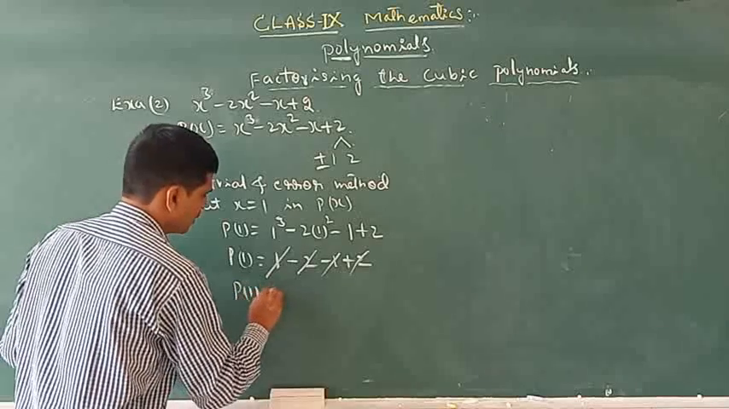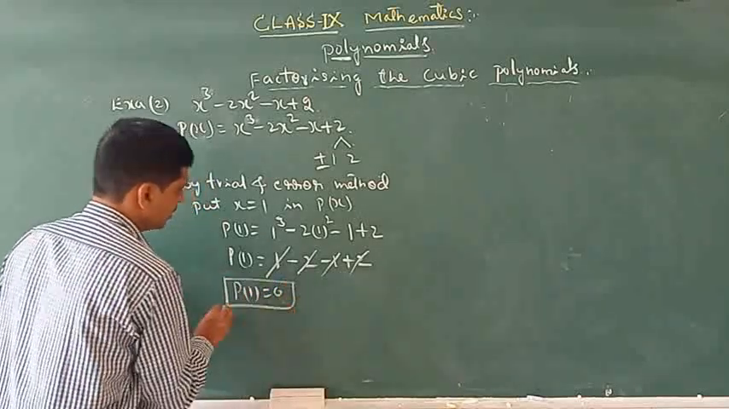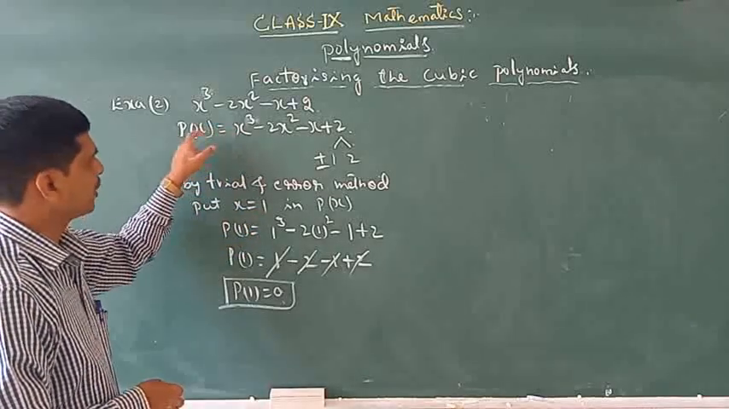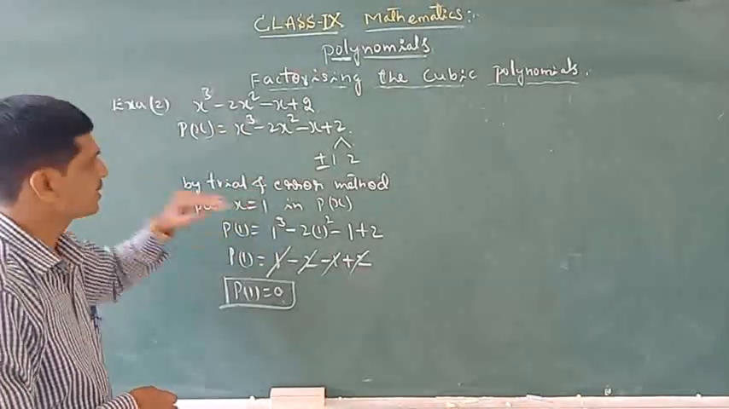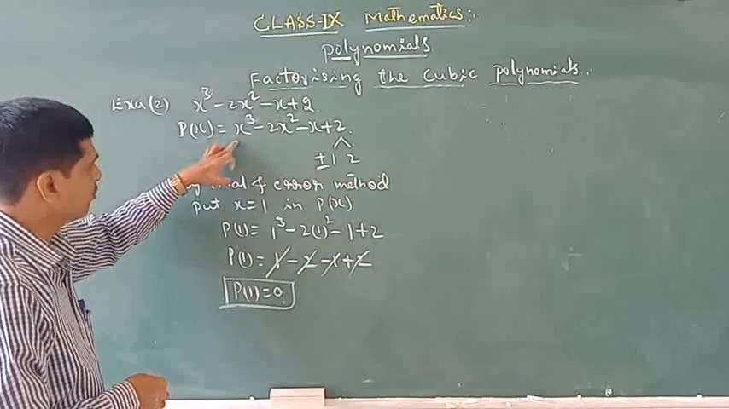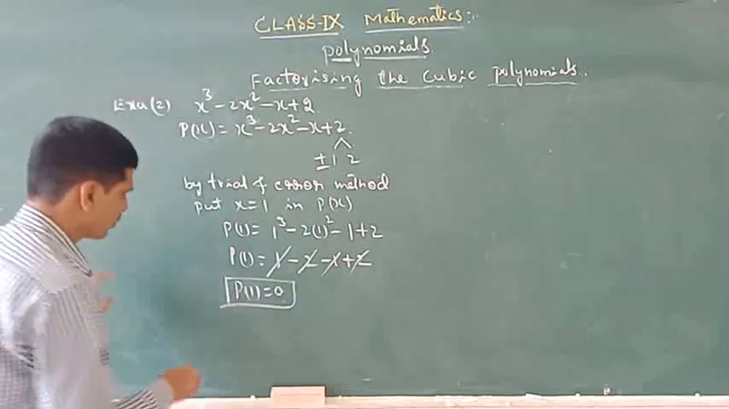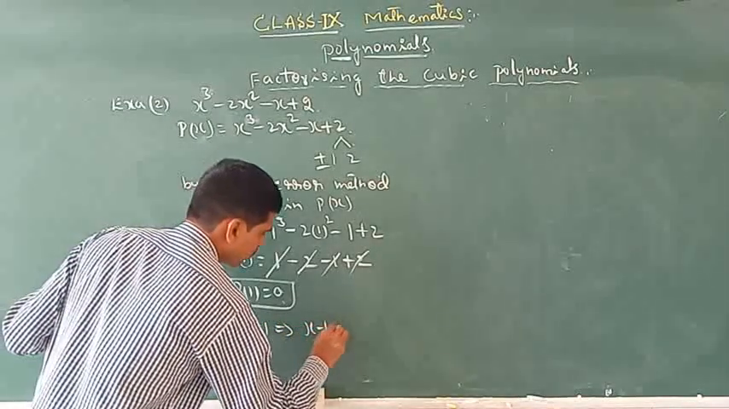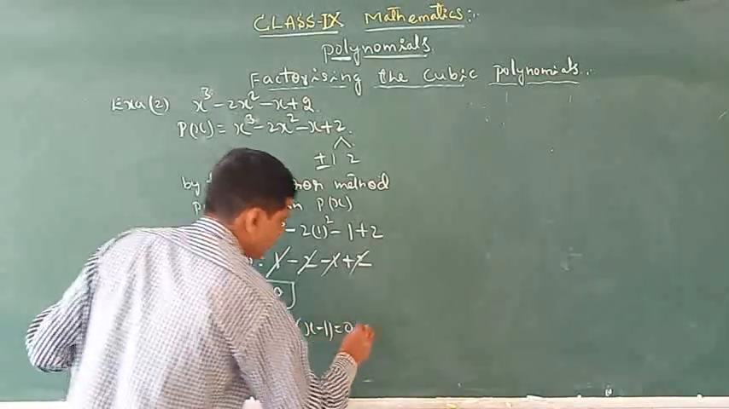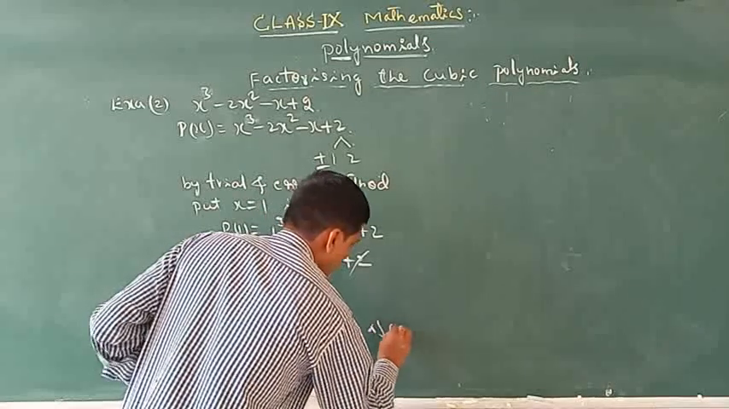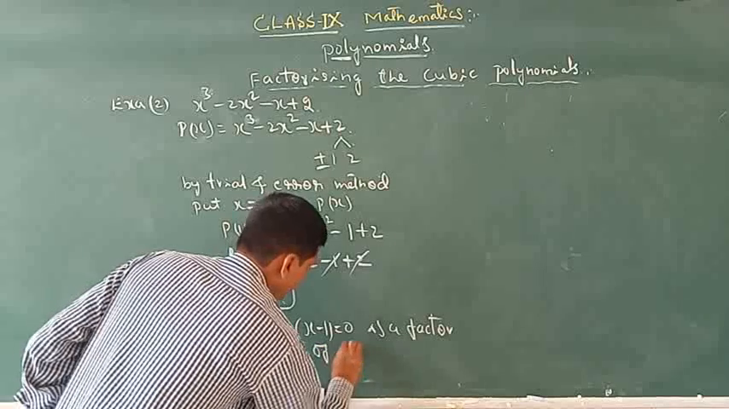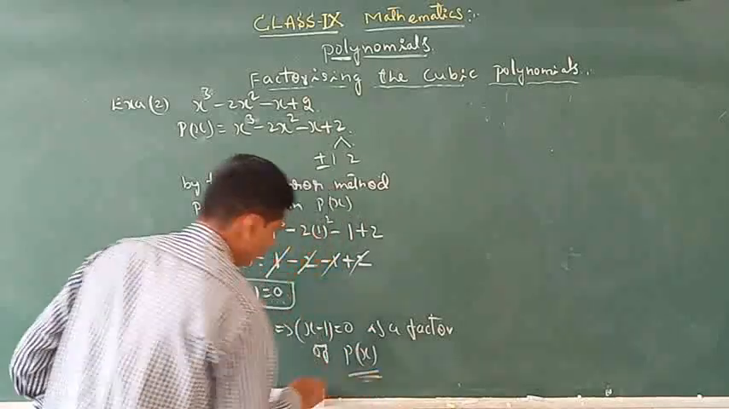Therefore p of 1 is equal to 0 means the polynomial becomes 0 at the value of x equal to 1. It means the polynomial is 0 at x equal to 1. Therefore, at x equal to 1, x minus 1 is equal to 0, which means x minus 1 is a factor of the given polynomial, that is p of x.